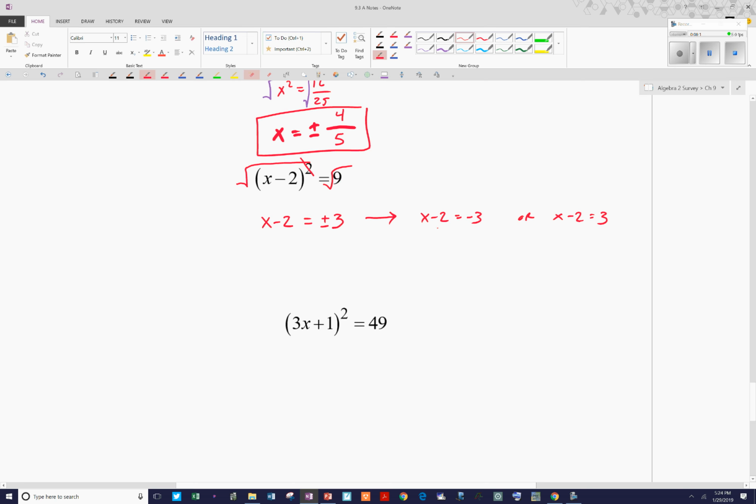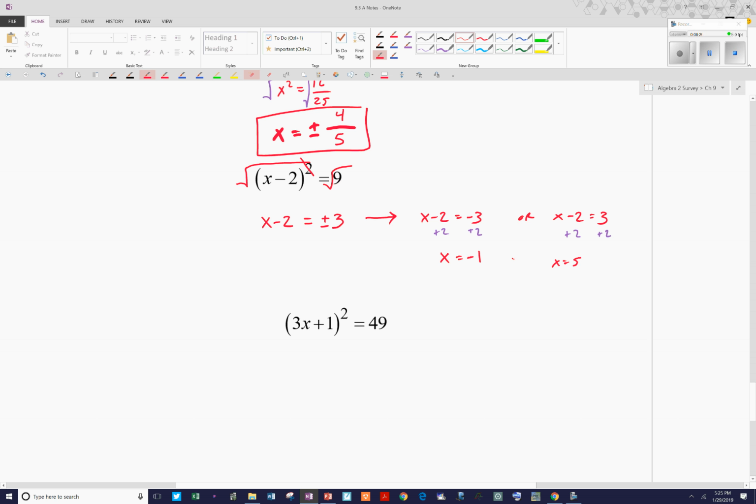I'm going to add 2 to both sides here. So we're going to get x equals negative 1. Add 2 to both sides here. And we're going to get x equals 5. Those are our two answers.